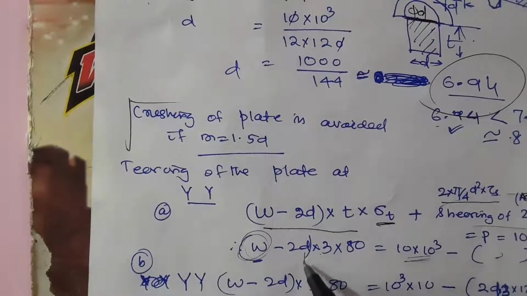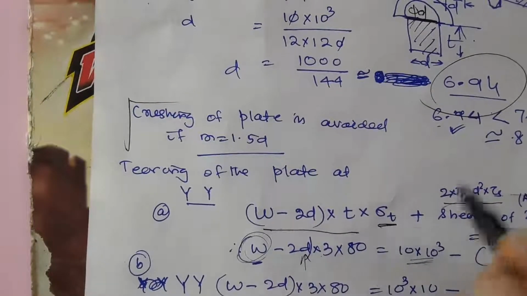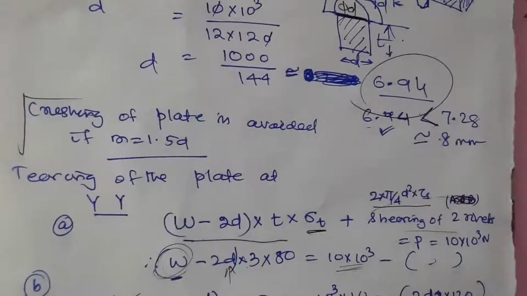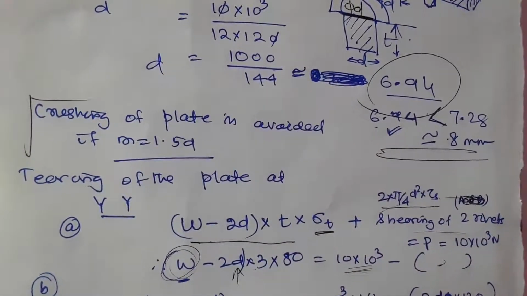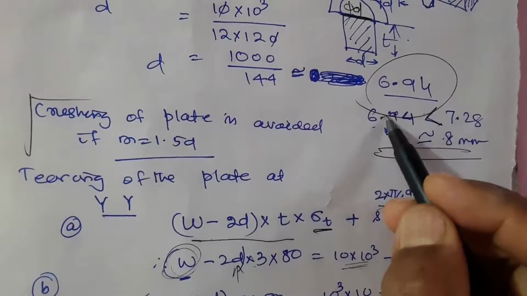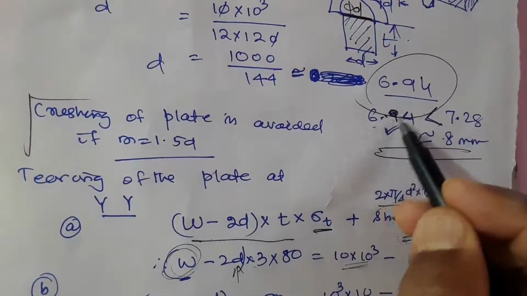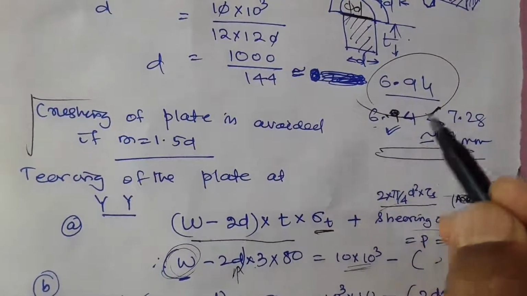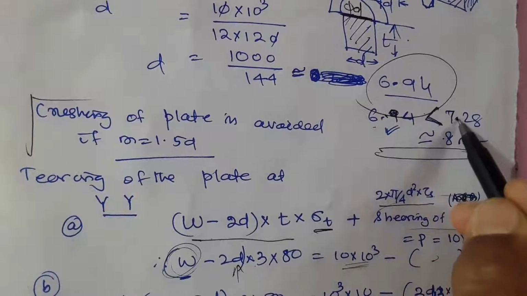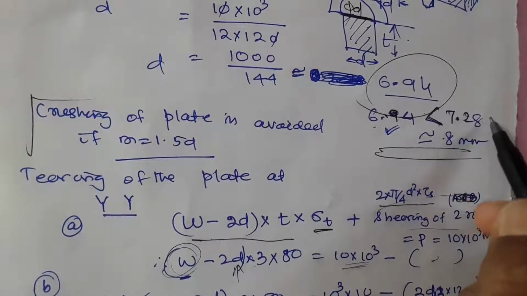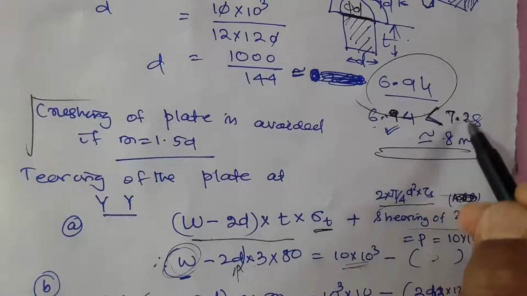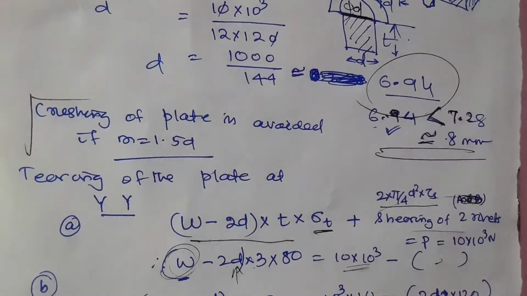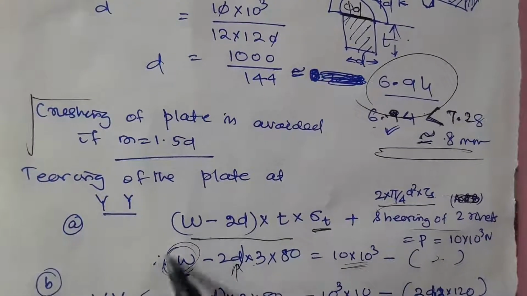We got the value 6.94 as the diameter from checking the crushing resistance. But for shearing resistance, to be successful against the 10 kilonewton load, the diameter of the rivet has to be at least 7.28. But 7.28 is not a standard size, so we take 8. So if you take this, W will be more.